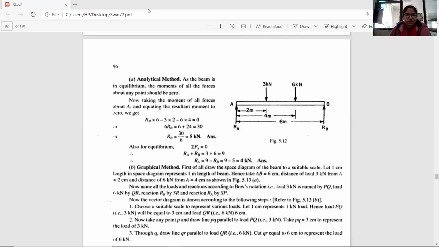Let's wait a minute. Okay, let's take sigma m. I'm sorry, because I didn't write the sign of sigma right now, so I wrote it in this form, like sigma m is 0. So in this sigma m I take moments at point A.